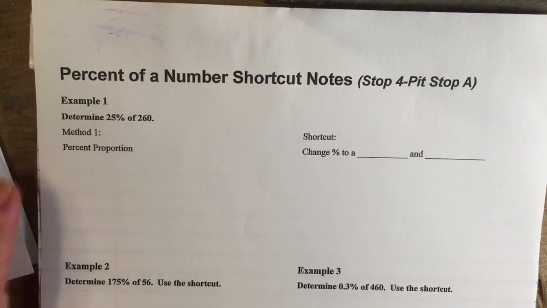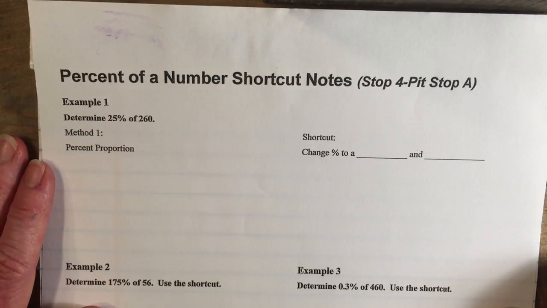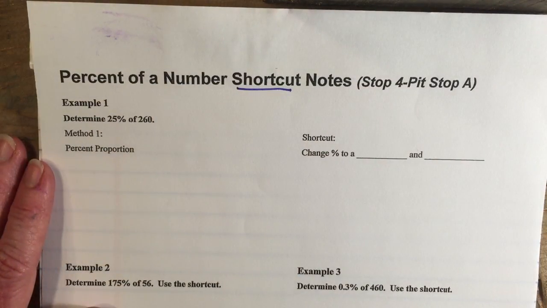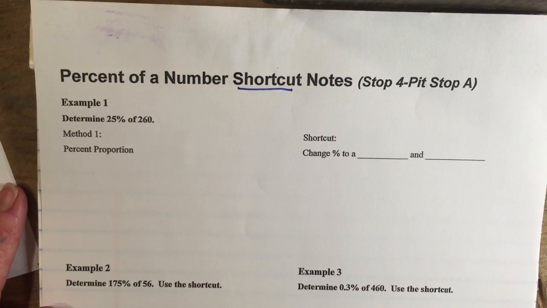This video is about finding the percent of a number. So we've looked at ways to do that already using the percent proportion, but we're going to look at a shortcut for that today. When you use the percent proportion, you can use that to find the part, the whole, or the percent, any of those three.